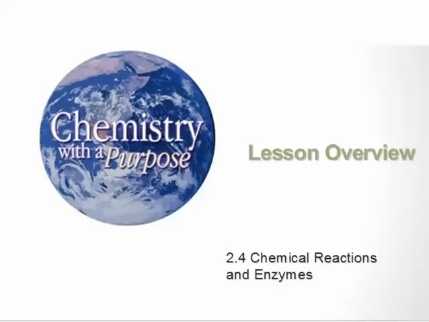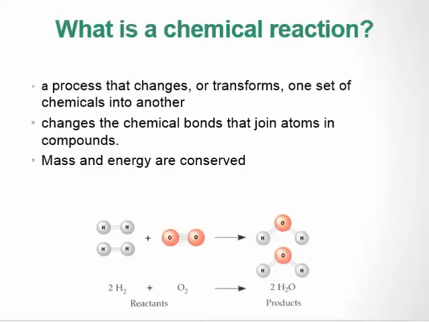Okay, this is video 204, chapter 2, section 4, and we'll be talking about chemical reactions and enzymes. So what exactly is a chemical reaction? Well, it's a process that will change one set of atoms, chemicals, or compounds into another set of chemicals or compounds. Well, not different atoms, but it can combine the atoms or it can break the atoms apart.